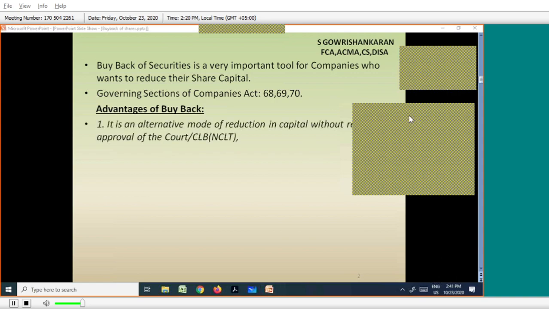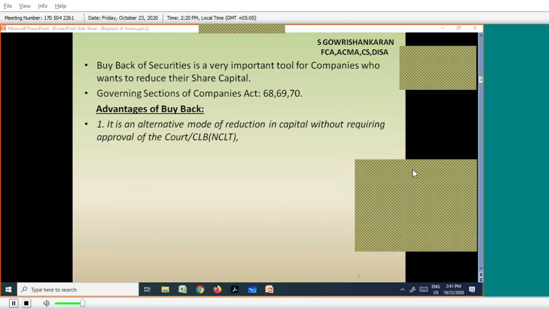It is an alternative mode of reduction in capital without requiring the approval of the court, company law board, NCLT, that is the National Company Law Tribunal. Why is this an alternative mode? Because of the protection of share capital, you cannot strike off the capital without the approval of the High Court, generally. Without the approval of the company law board or NCLT, you can't simply reduce your share capital.